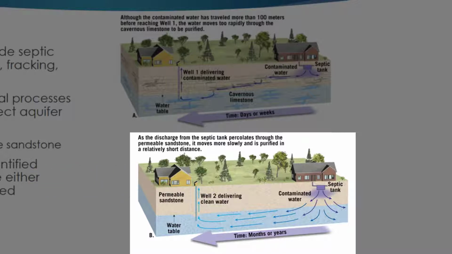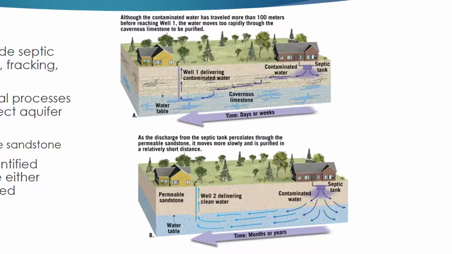As that contaminated water percolates through the permeable sandstone and sand, it will move relatively slowly, and the sandstone and sand will purify the water. That purification will occur over a relatively short distance, and by the time that water from the septic tank reaches the water table, it will have been purified.